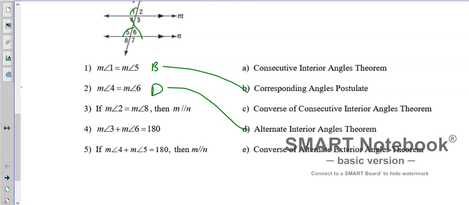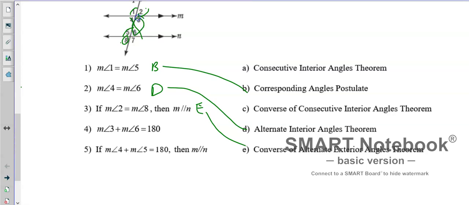If angle 2 is equal to angle 8, this one and this one right here, then the lines are parallel. Well, that's only if those are alternate exterior angles. And since we're going the opposite direction, that is the converse, the flip of it. So that's E.